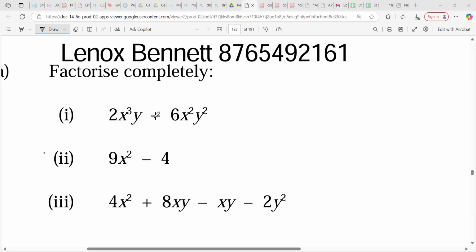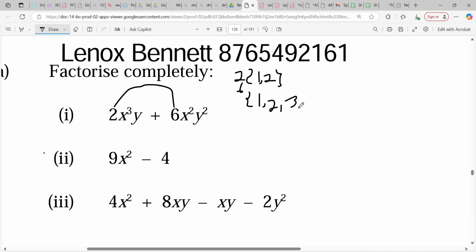Now, when we are factorizing, we're supposed to take out the highest common factor. So we're going to take out the highest number that can go into 2 and 6. Sometimes students struggle with this, so let me just explain it. We can list the factors of 2, which is 1 and 2, right? 2 is a prime number, the only even number that is prime. And of course, the factors of 6 would be 1, 2, 3, and 6.